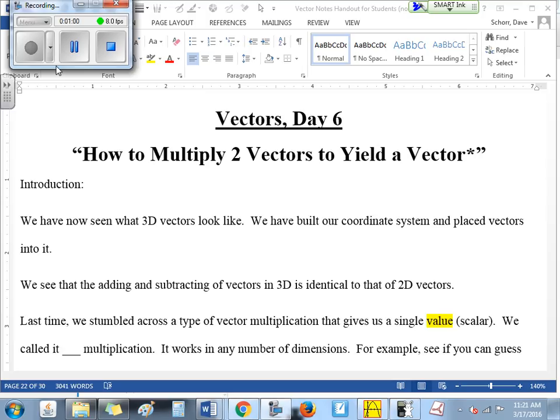That's the same thing we had on a two-dimensional plane. Now it's just a 3D field. So addition and subtraction actually is identical in 2 dimensions and 3 dimensions.